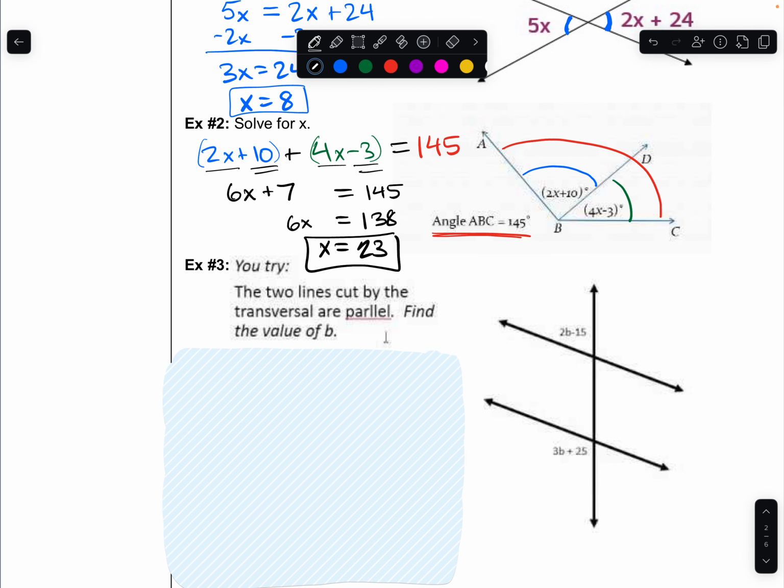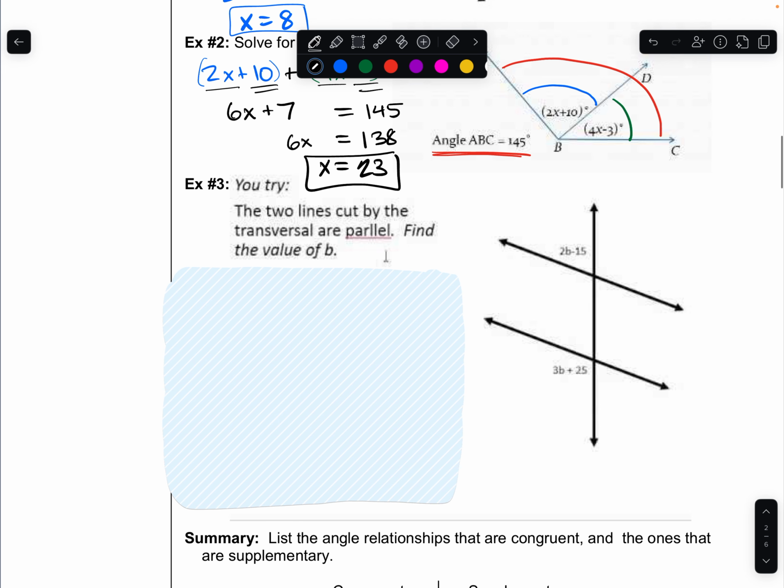All right. Try example 3 on your own. There is one trick that I'll show you to help you get started. We actually were given this angle up here. Its measure is 2b minus 15. And this red angle here is 3b plus 25.